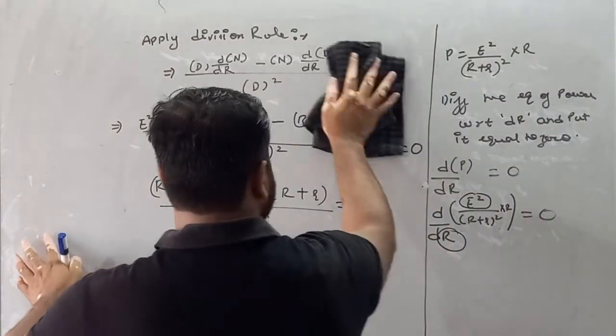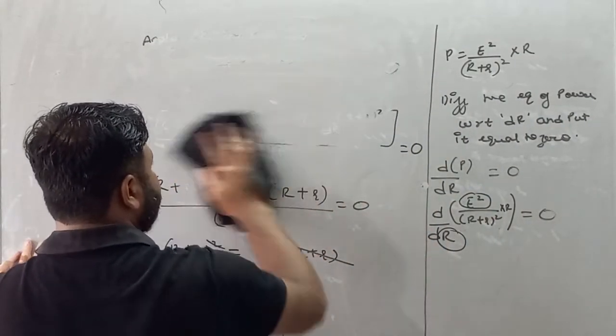Now we know that the power dissipated by the resistor.